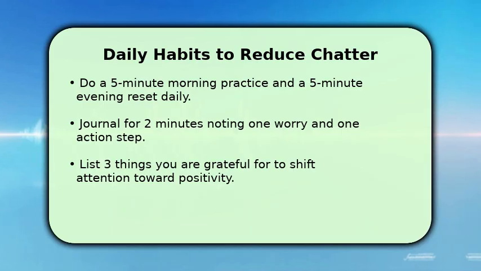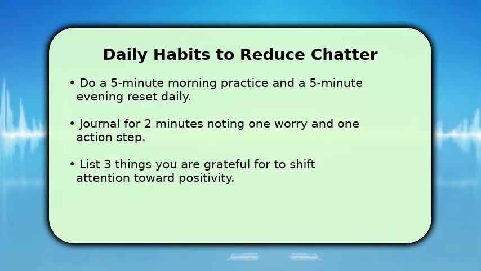Journal for 2 minutes, naming one worry and one clear action step to reduce it. Schedule worry time of 10 minutes later so intrusive thoughts have a window instead of constant intrusion. End the day by listing 3 things you are grateful for to prime the mind toward positive content. Practice consistently and notice gradual reductions in.